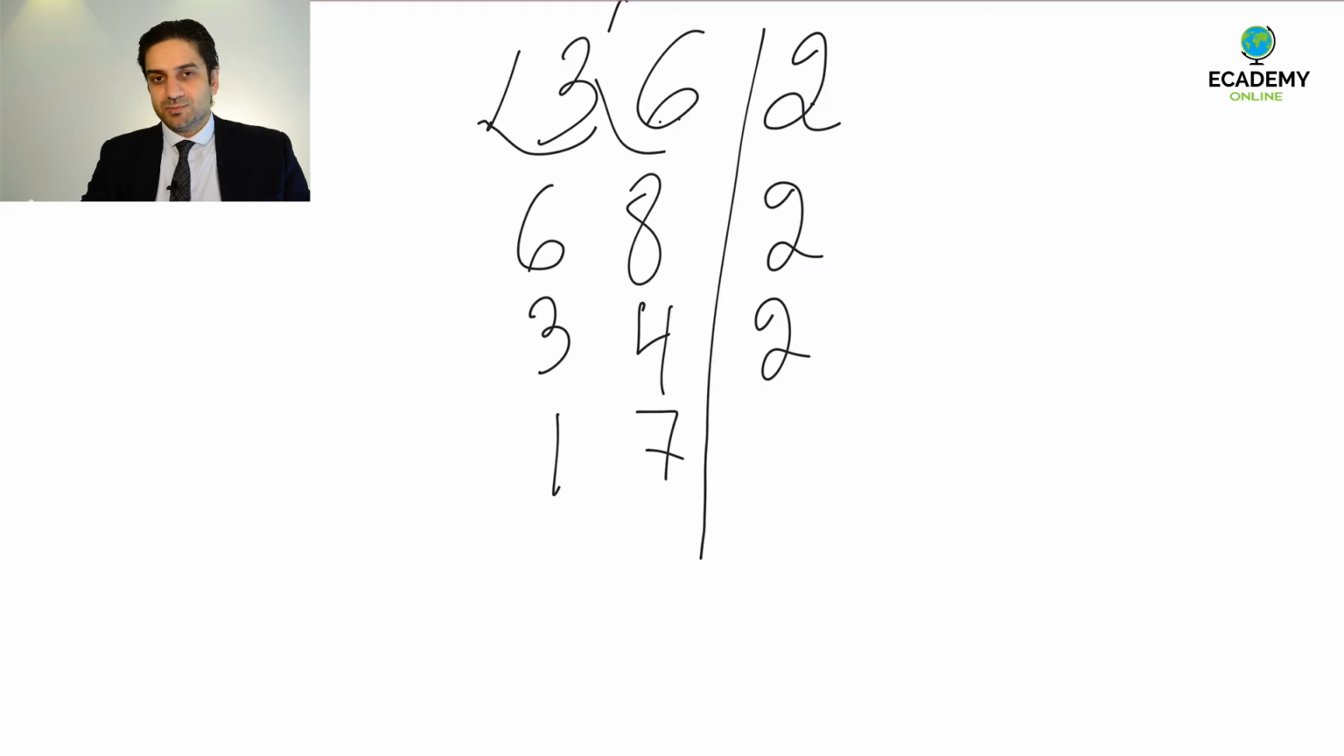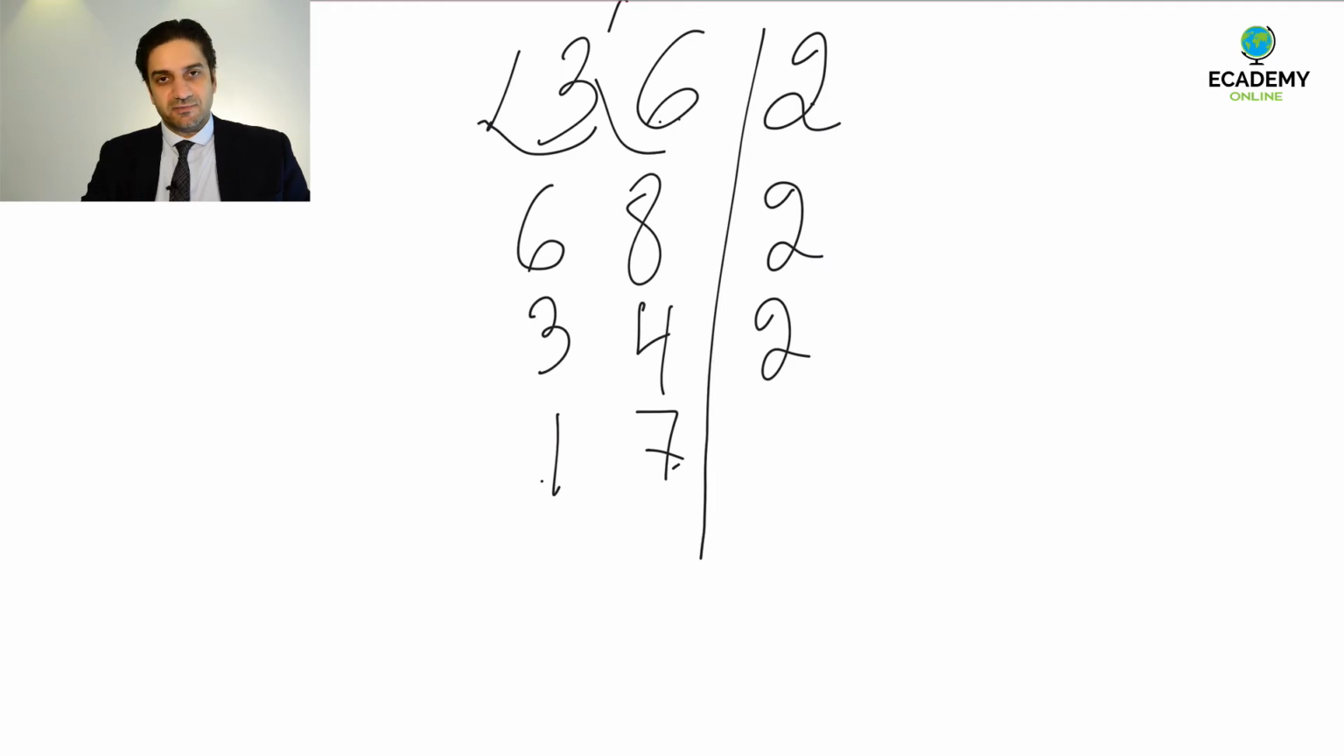Does 17 go into 2? I don't think so. Does it go into 3? The trick for numbers that are divisible by 3 is that when we add the digits of the number, we end up with a multiple of 3. So 17 does not go into 3, because the sum of 1 and 7 is 8.